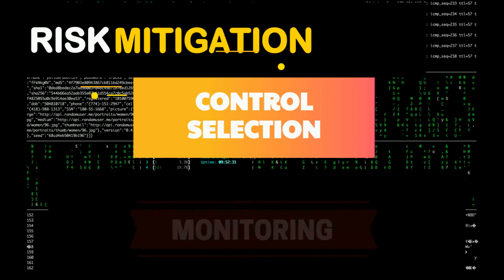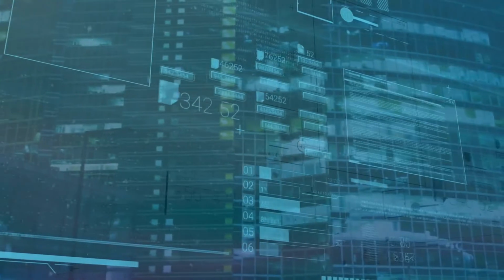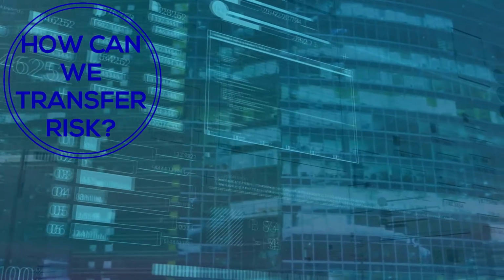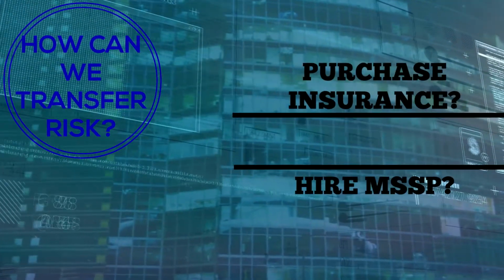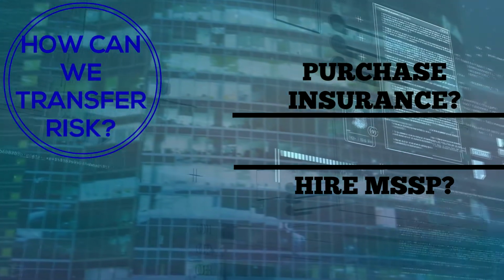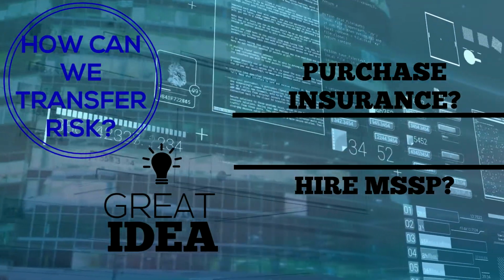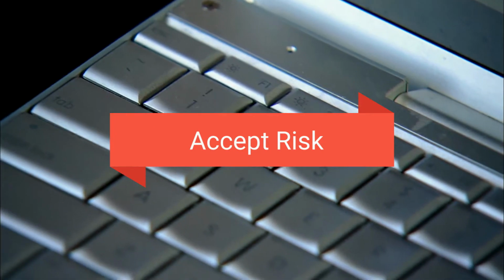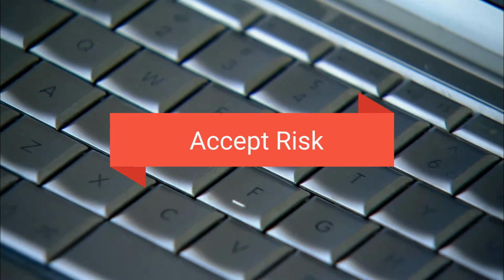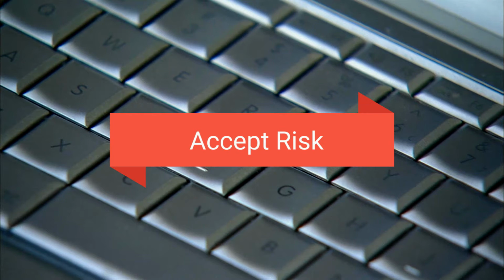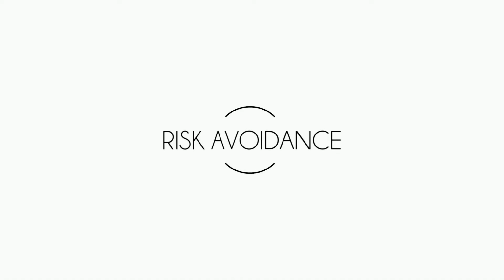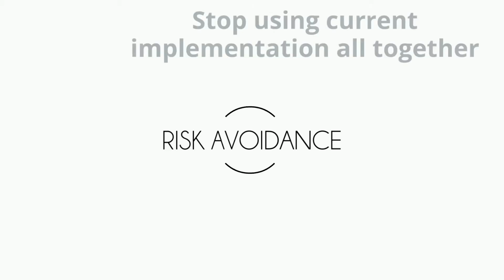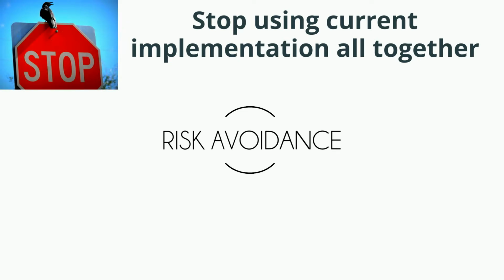How do we implement that? What are we doing to monitor it? How can we transfer the risk? Is there a way that maybe we can purchase insurance or hire a service provider to help us out in the implementation and transfer the risk to them? We could then accept the risk, and basically that means that we don't do anything for it. That's taking obviously a leap of faith that nothing's going to happen in that regard. Or we could just do risk avoidance, which means that we may want to discontinue the activity that we are doing so we don't have to necessarily become compliant with it in the future.